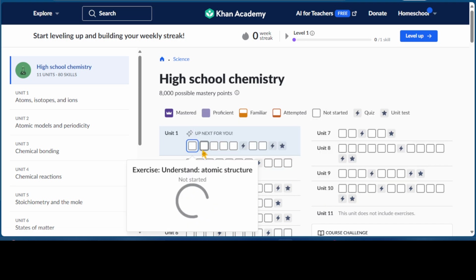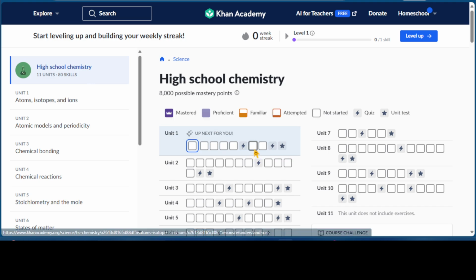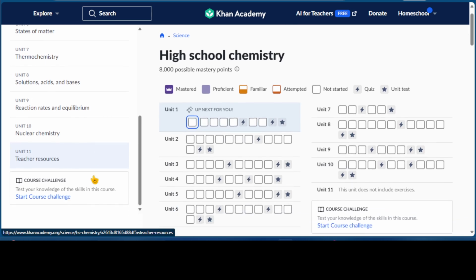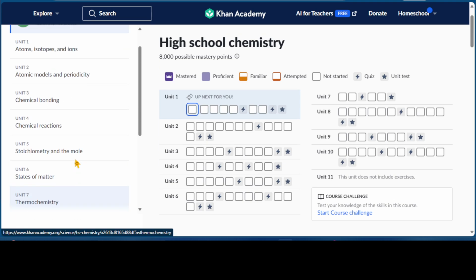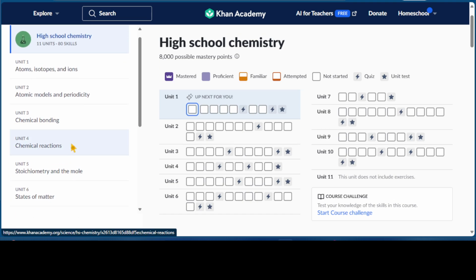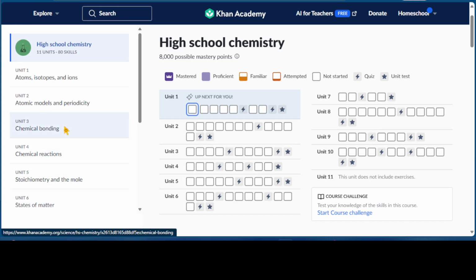So after so many lessons here, you will have a quiz by the little lightning bolt there, and then a couple more lessons, you have a quiz and then a unit test. In this particular course, let's see how many units here. There are 11, or maybe I think 10 for the students, and then there's an 11th one there for the teacher, for teacher resources. So definitely use those teacher resources as you need it, because you're the teacher in your homeschool. And then these are the 10 units for the students.